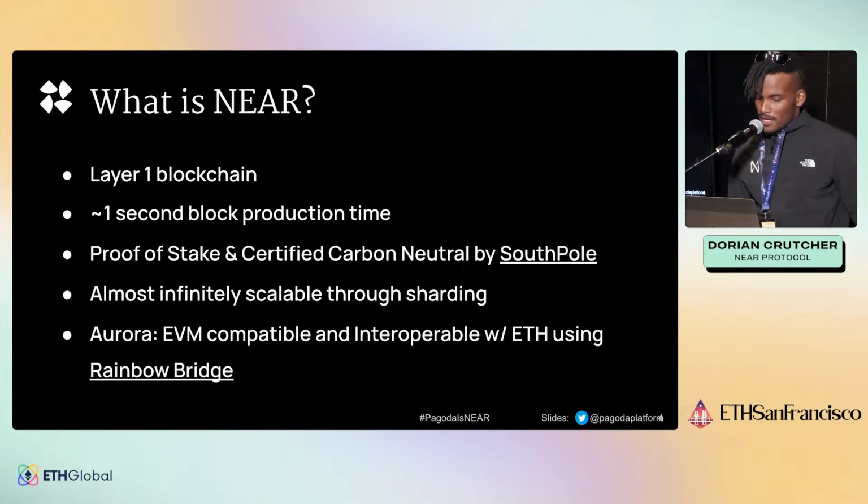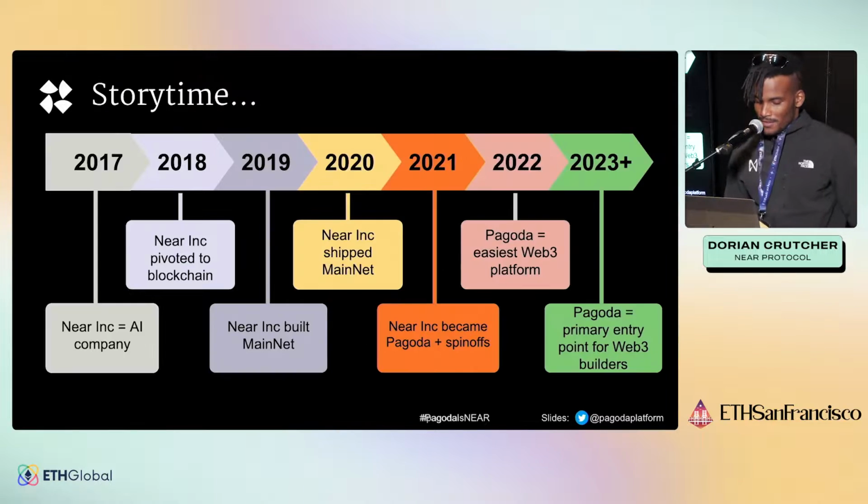NEAR also comes with this EVM compatible layer called Aurora. So if you are a Solidity developer and you are interested in utilizing a technology that allows for fast transaction times, low transaction fees and near infinite scalability, you can use Aurora to actually deploy Solidity smart contracts onto NEAR and also exchange assets to and from the NEAR blockchain to Ethereum.